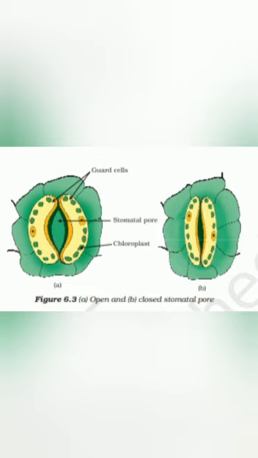The stomata contain two kidney-shaped guard cells. The cells surrounding the guard cells are called epidermal cells. These guard cells contain chloroplast within them. The stomatal pore is surrounded by 2 guard cells. We know that the stomatal pore can open and close.